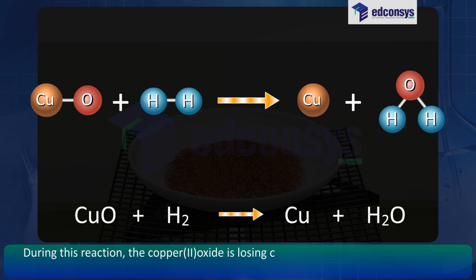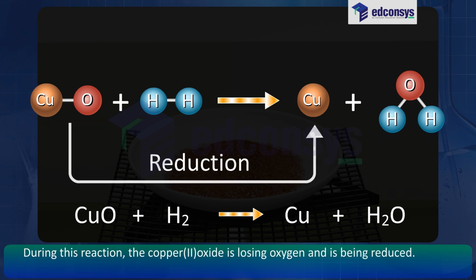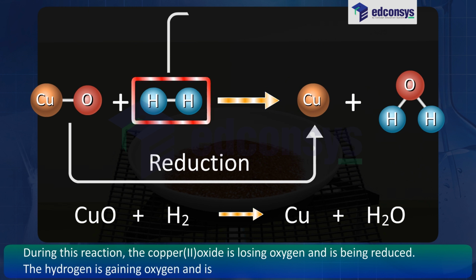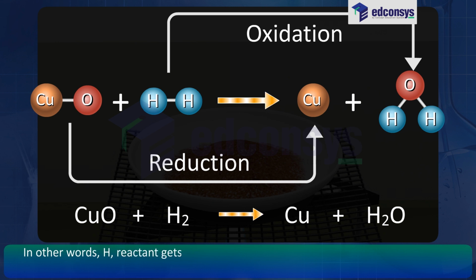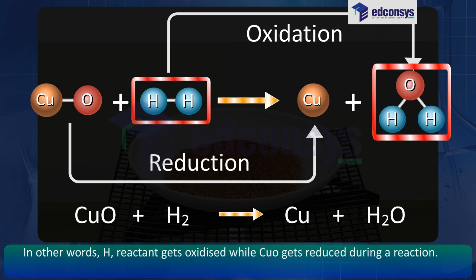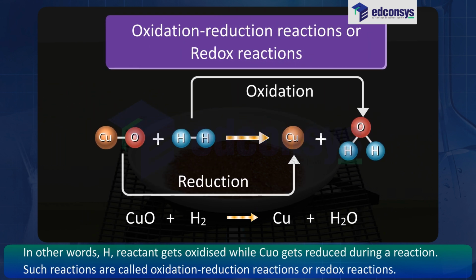During this reaction, the copper oxide is losing oxygen and is being reduced. The hydrogen is gaining oxygen and is being oxidized. In other words, the H2 reactant gets oxidized while CuO gets reduced during a reaction. Such reactions are called oxidation-reduction reactions or redox reactions.